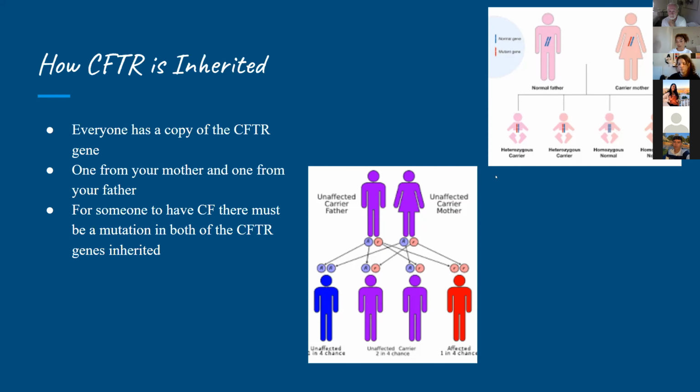Now, if both of the parents are carriers, they have a chance of having two unaffected carriers. That means they don't have cystic fibrosis, but they do have a carrier gene. And then they have one unaffected child who doesn't have the gene or cystic fibrosis. And then unfortunately, they have a chance of having a child who does have cystic fibrosis, right here in the red.